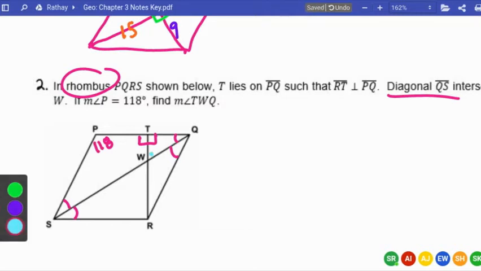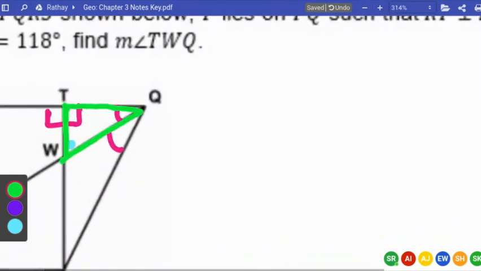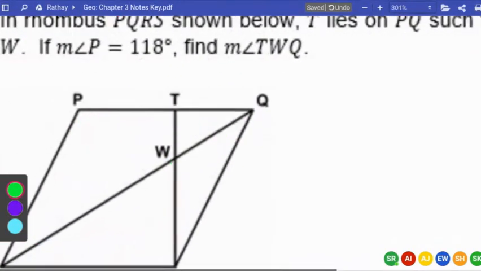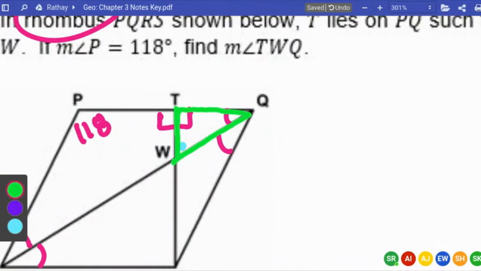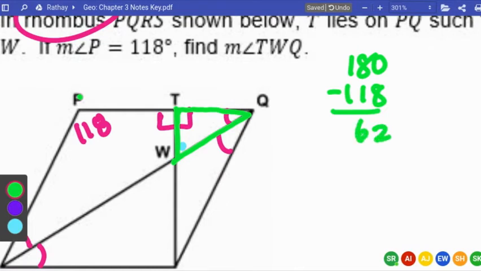There are lots of different ways to get this angle. Really, you could focus on different triangles, linear pairs, vertical angles, take your pick. I'm going to focus on this triangle right here. They didn't give us the 118 for nothing. They gave us the 118 because this is a parallelogram. And in a parallelogram, consecutive angles are supplementary. P and Q are supplementary. So if I take 180 minus 118, I get 62 degrees. That is the measure of angle Q.